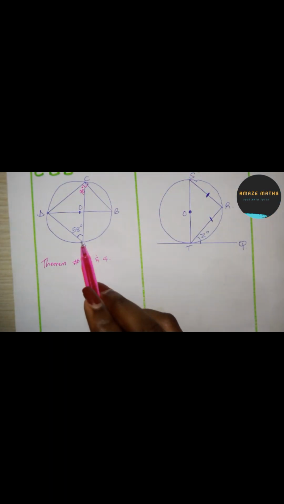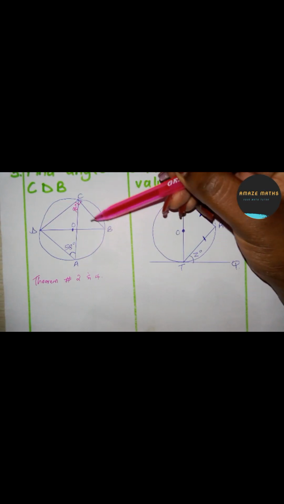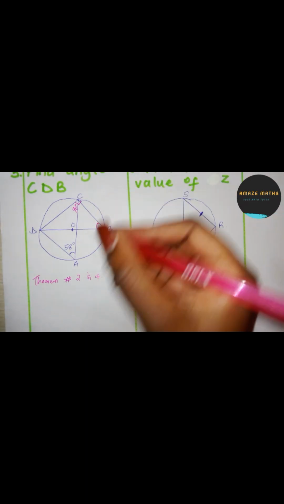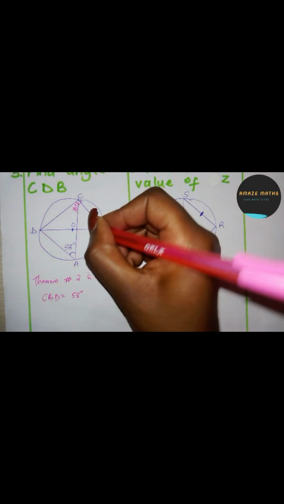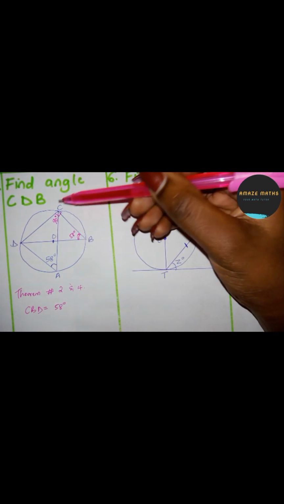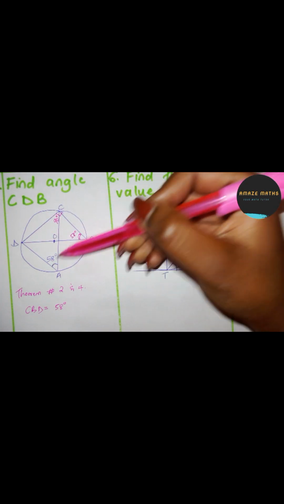Now we can go to number 4. Theorem number 4 says that angles at the circumference subtended by the same arc are equal. So if this is our arc DC, it subtends this angle A, and also it subtends this angle. So these two are equal. So we can say that CBD equals 58 degrees. Therefore, angle CBD is 58 because they are being subtended by the same arc, which is DC. So this angle is the same as that one.